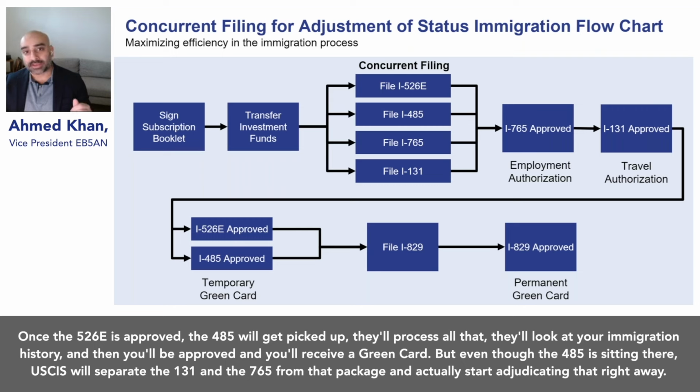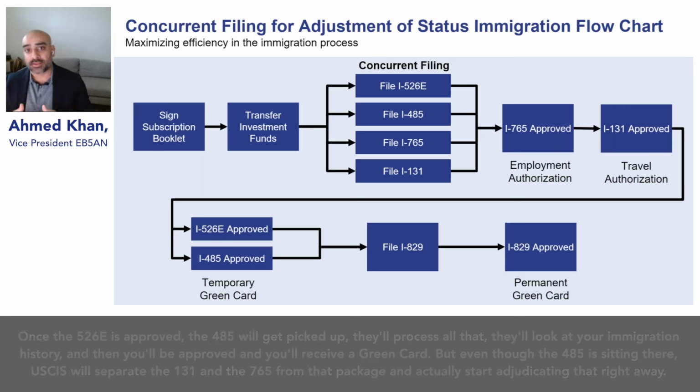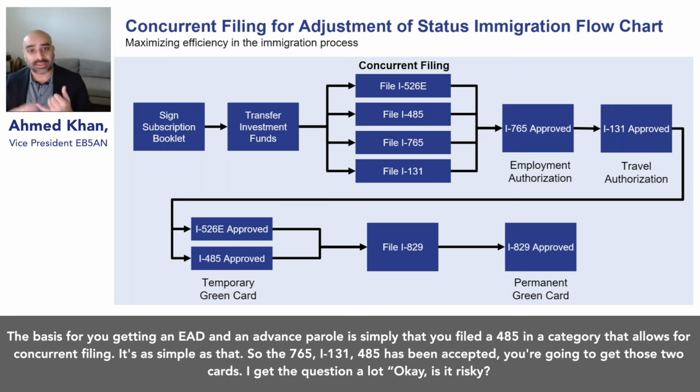But even though the 485 is kind of sitting there, USCIS will separate the 131 and the 765 from that package and actually start adjudicating that right away. The basis for you getting an EAD and an advanced parole is simply that you filed a 485 in a category that allows for concurrent filing. It's as simple as that. So the 765, I-131, 485 has been accepted. You're going to get those two cards.